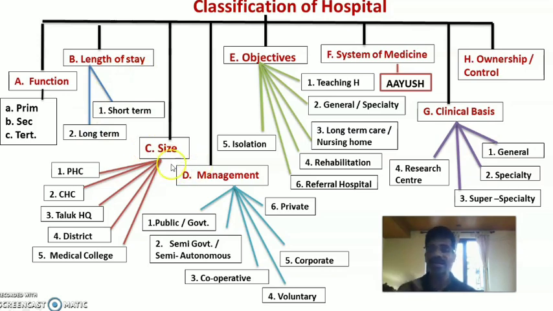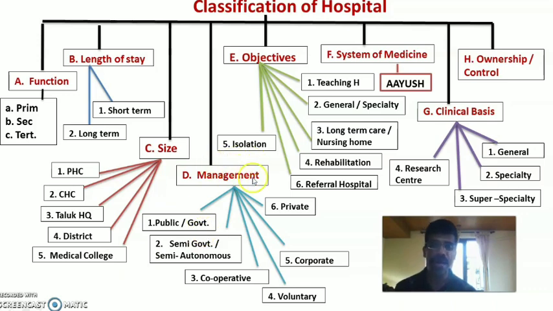Third one is according to the size. That means according to the bed strength, we can classify the hospital as PHC, CHC. PHC means primary health center. CHC is community health center. Then taluk headquarters hospital, district hospital, subdivisional hospital, medical college hospital, etc. So according to size, hospitals can be classified into PHC. PHC is actually a health center, but we have 4 to 6 beds to treat patients. There are no inpatient services, but we have outpatient services. Then CHC, which we also call a rural hospital, starts with 30 beds. So it is a 30 bed rural hospital. Then taluk headquarters hospital, district hospital, medical college hospital, etc.